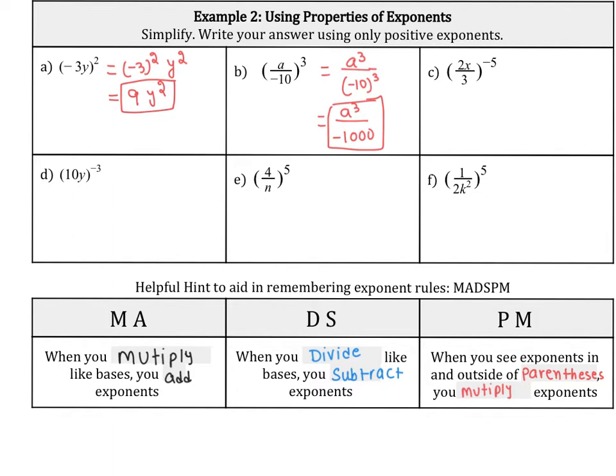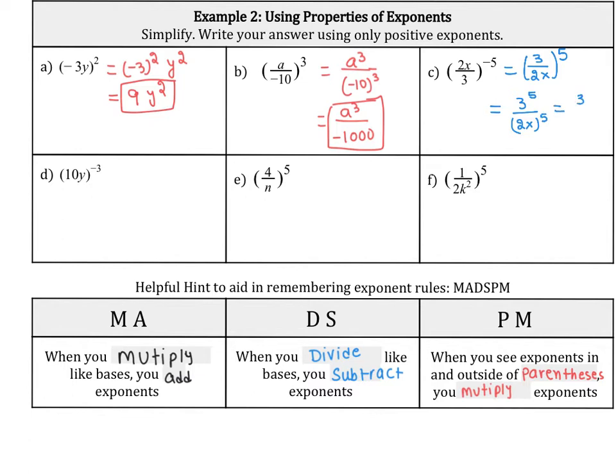So now we're going to do letter C, and you can see that here is a negative exponent. So remember, whenever we have a negative exponent, the first thing you want to do is to make it positive. To make this negative exponent positive, you're going to flip the inside number. So this one is 2x over 3. To make a positive exponent, you have to flip it. So it's going to be 3 over 2x, to the power of 5. And you're going to get 3 to the power 5 divided by 2x to the power 5.